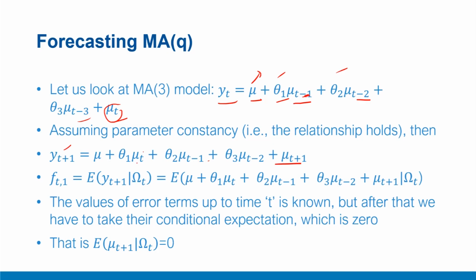In this model, we can obtain the forecast by simply taking expectation, which is essentially nothing but the conditional expectation of yt plus 1 using information available up till t, that is conditional on sigma t. So we'll apply the expectation operator, and the constant terms such as mu and theta 1, theta 2, theta 3 will remain unchanged and will be taken out.